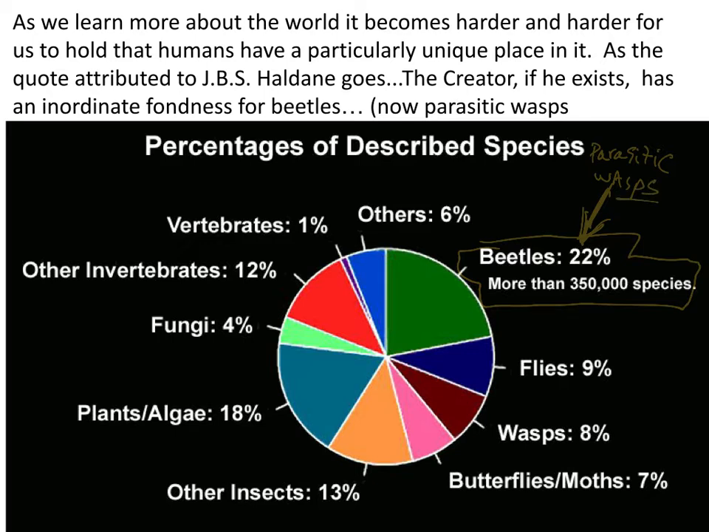And now they're finding out that there's roughly about 3 parasitic wasps for every beetle. So parasitic wasps definitely appear to be the most successful organisms on the planet.